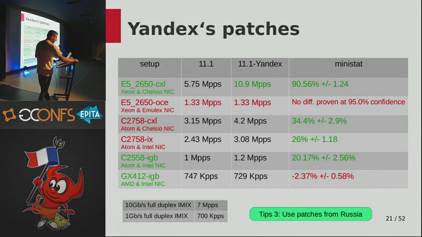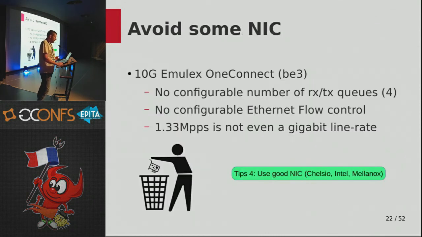The second impact is, there is a 10 gigabit NIC in this same server, but it just reached 1.33. It's not even gigabit line rate. This card, what's this card? Okay. If you dig a little bit, you see that with these cards you can configure the number of queues, but you cannot configure flow control. It's a very bad NIC. Then you need to really take care about the NIC you will use.